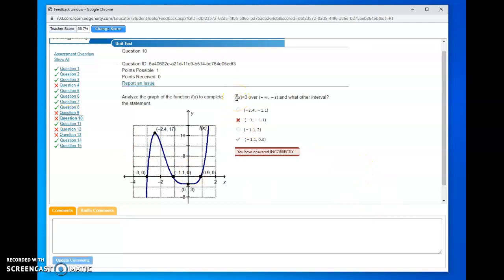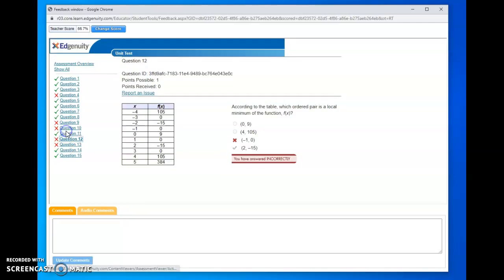So analyze it for when f of x is less than 0 over negative infinity to negative 3. What's the other interval? So this one, you're trying to figure out when it's going to be less than 0. And actually this one is exactly 0, so it should have a line underneath it, and it is exactly 0 at this negative 1.1 mark here. So that one's kind of tricky. It should really have a line underneath there to say that it's equal to 0 as well.